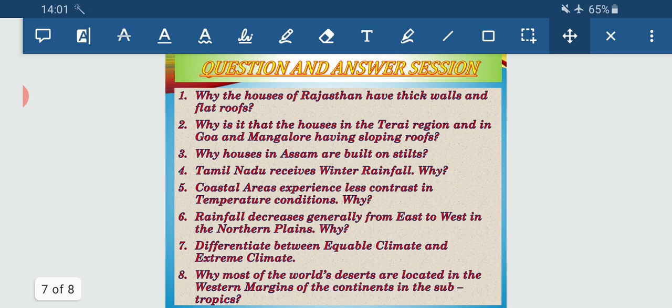Now, next, coastal areas experience less contrast in temperature conditions. Why?